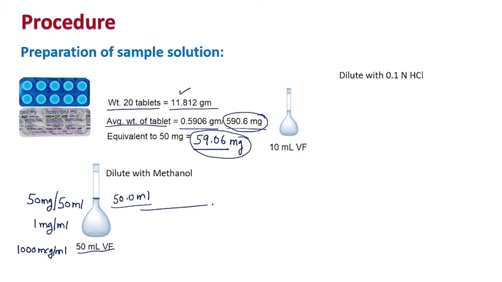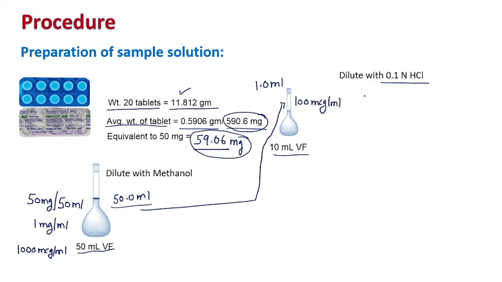Now from this flask I will again pipette out 1.0 ml into this 10 ml volumetric flask and make up the volume with 0.1 normal HCl. Alright. So what will be the concentration here? We have taken 1000 micrograms, and 1000 micrograms are present in 10 ml. So per ml it will be how much? It will be 100 micrograms per ml.